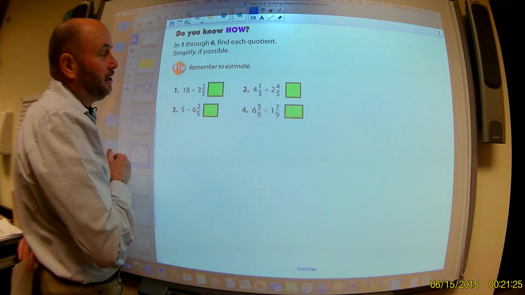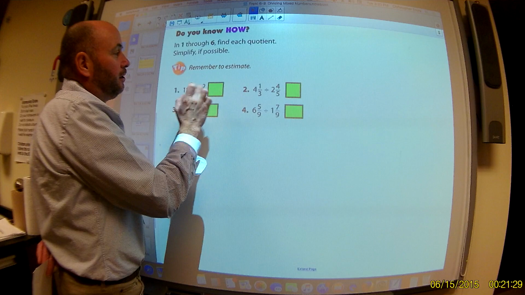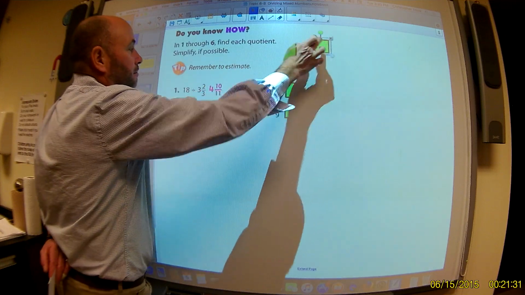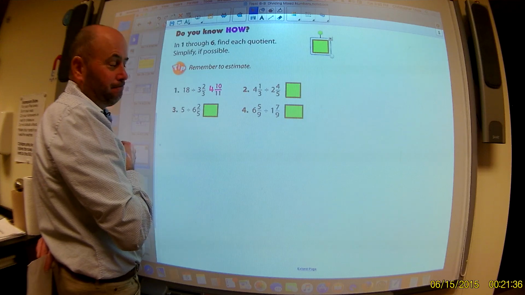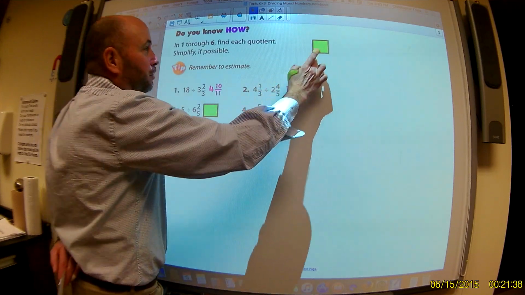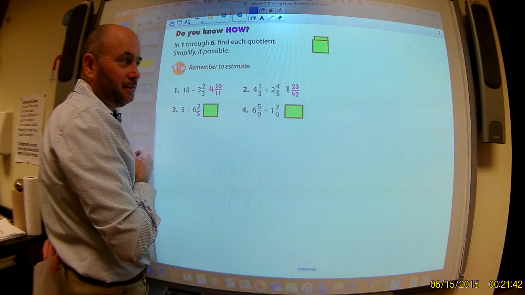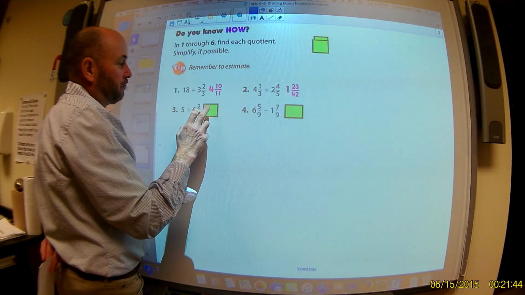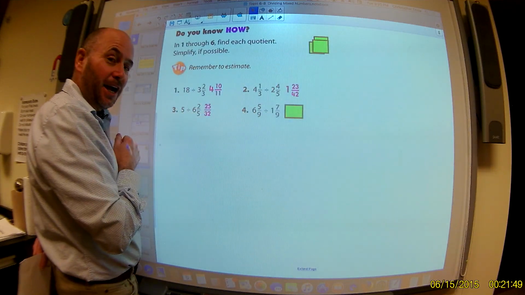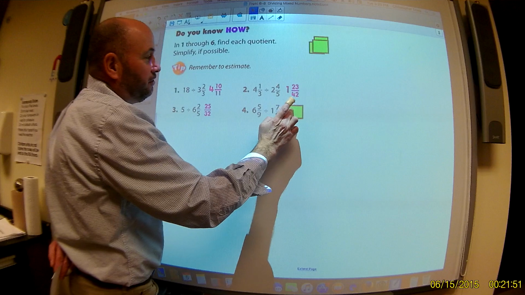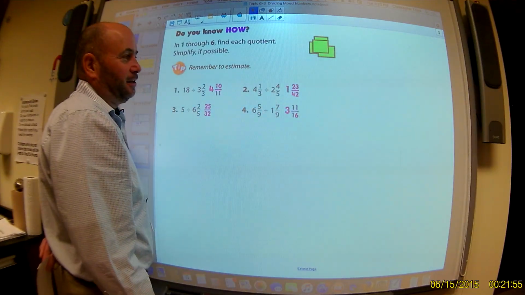Okay, let's see how you did here. All right, let's take a look at the quotient for number 1. The quotient for number 1 is 4 and 10/11. Hopefully you got it right. Number 2, the quotient is 1 and 23/42. The quotient for number 3 is 25/32. And the quotient for number 4 is 3 and 11/16.